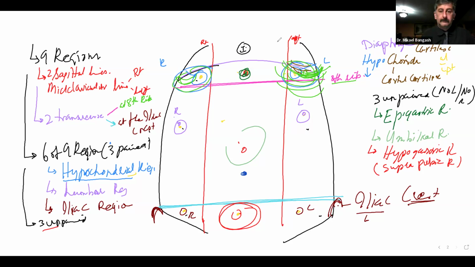Any questions? Okay, so please remember: what are the two sagittal lines? Along what plane do they run? They run across, what we call the mid-clavicular.